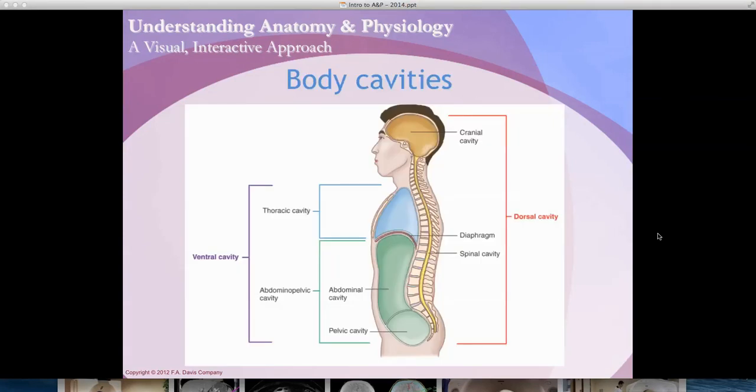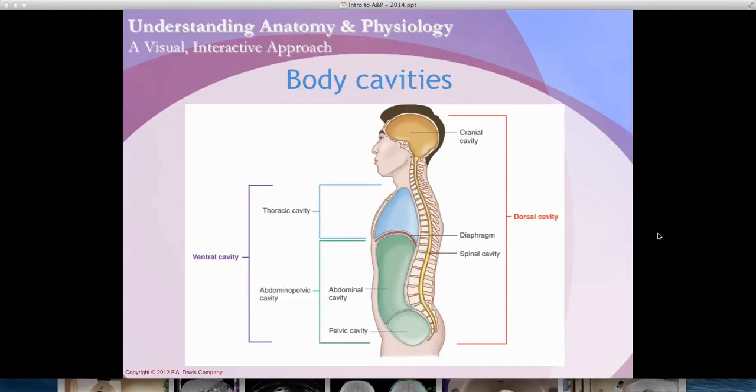So let's get into the body cavities. So there's two main cavities we have to know. We have to know the ventral cavity, which is the front cavity, and we have to know the dorsal cavity, which is the rear cavity. The dorsal cavity is pretty easy. It really just houses the cranial cavity and the spinal cavity. So it really houses the brain and the spinal cord. The ventral cavity, on the other hand, is then divided into two smaller cavities, the thoracic cavity and the abdominal pelvic cavity. That then is further divided into the abdominal cavity and the pelvic cavity.